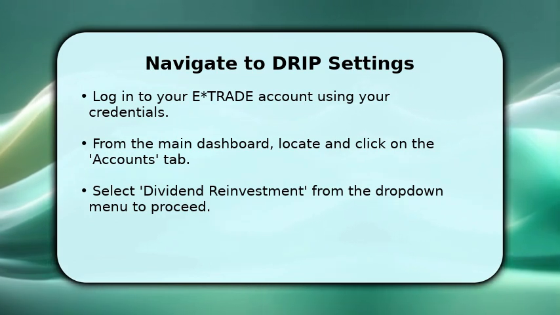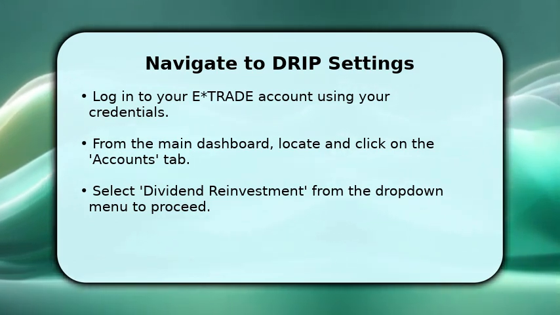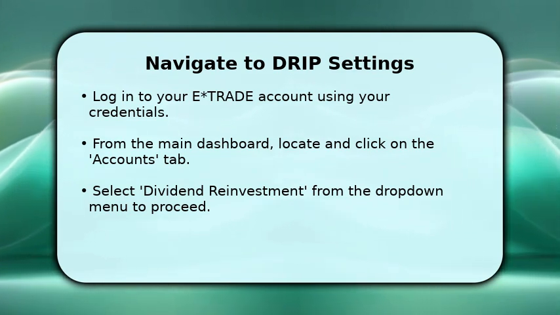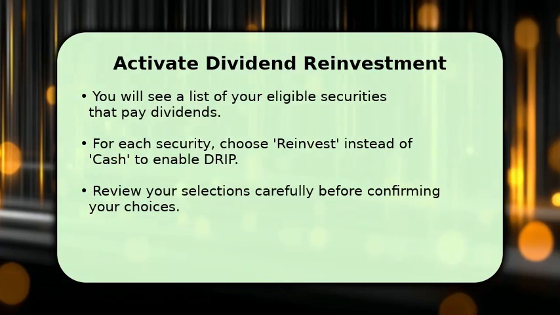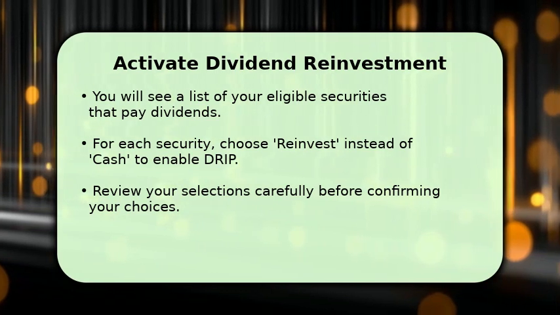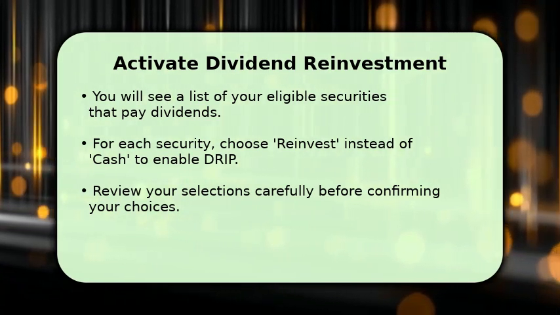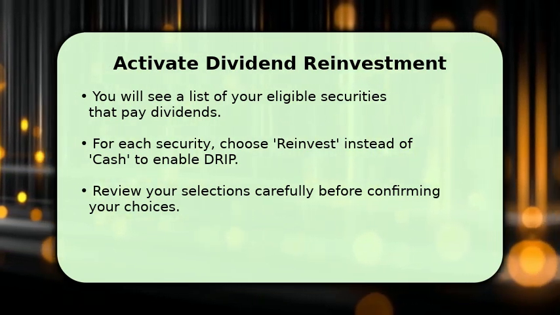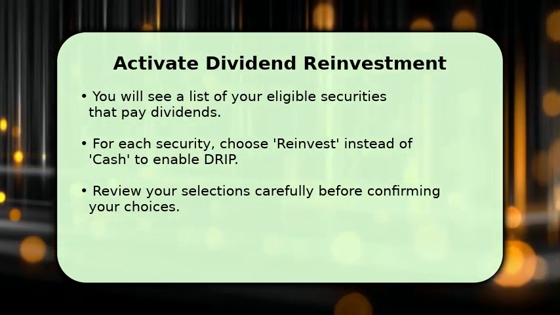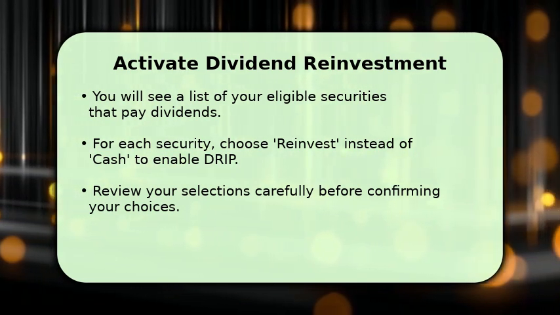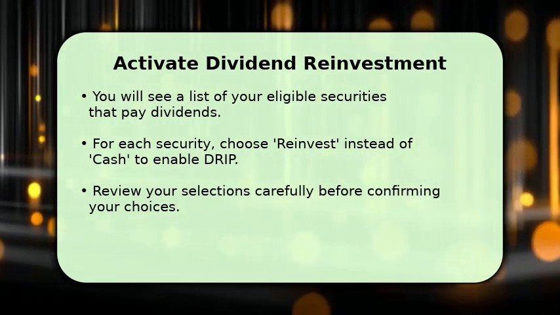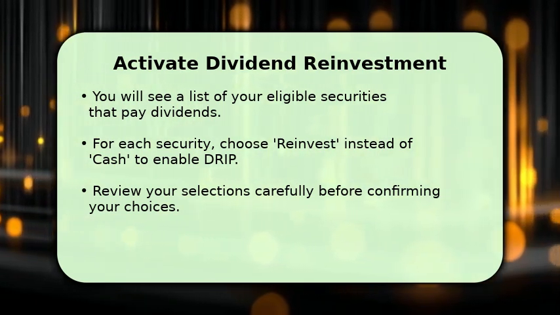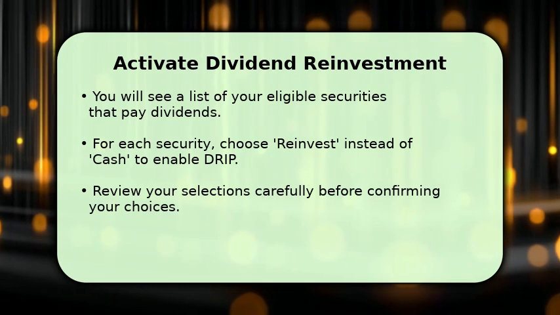Select this to access the settings where you can manage your preferences for how dividends are handled across your eligible investments. On the Dividend Reinvestment page, you'll see a clear list of all your eligible securities that currently pay dividends. For each individual security, you'll have the option to either receive dividends as cash or to reinvest them. To activate dividend reinvestment, simply select Reinvest for each specific holding you wish to enroll.